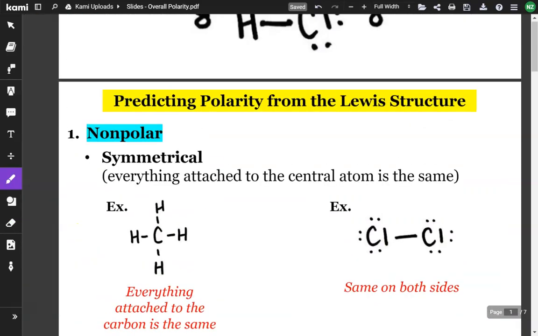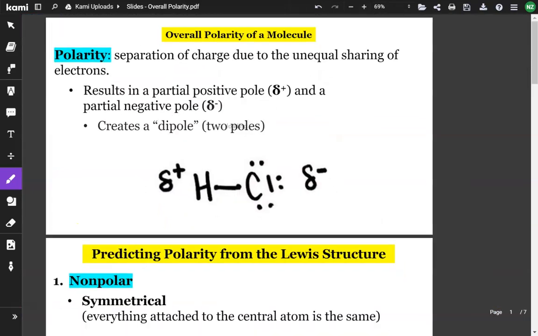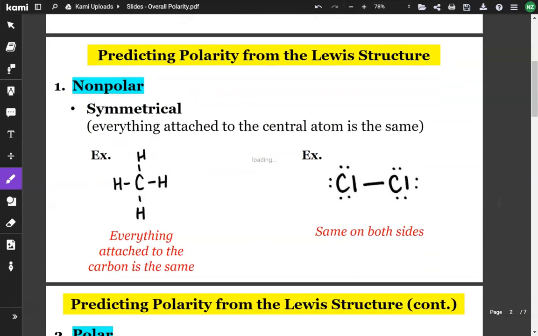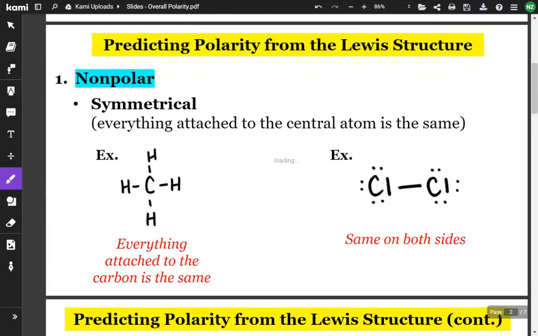All right, so let's look at what polarity means in terms of Lewis structures. When we draw our Lewis structures, those that are symmetrical are nonpolar. So if you look at the first example, everything attached to the central atom is the same. We only have hydrogen attached to the central atom, so it's symmetrical. It's nonpolar. It's the same.